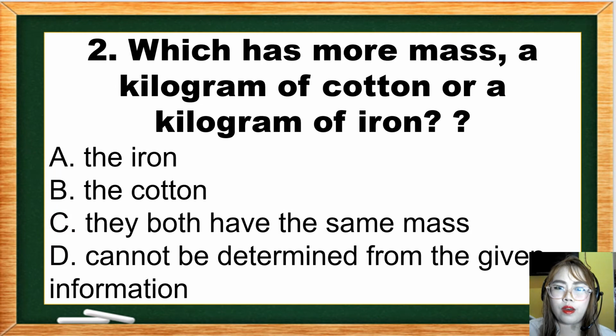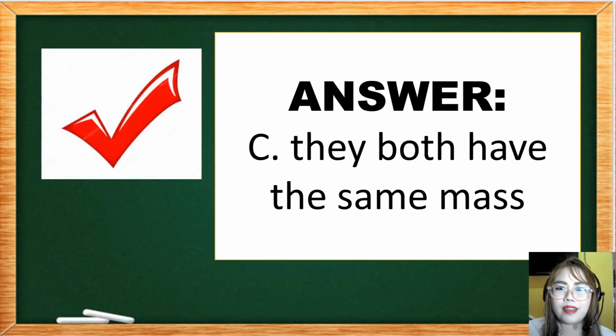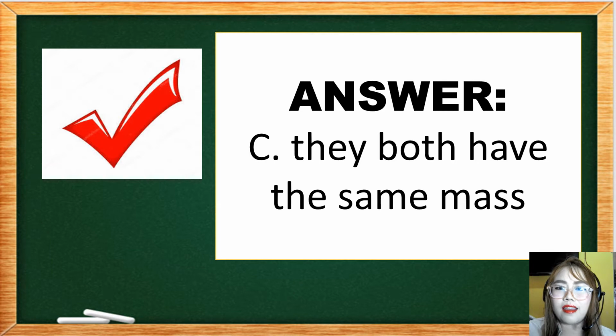Number 2. Which has more mass? A kilogram of cotton or a kilogram of iron? A. The iron. B. Dichotomy. C. They both have the same mass. Or D. Cannot be determined from the given information. Answer: letter C. They both have the same mass.